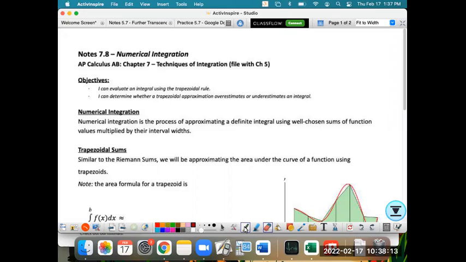I don't know why it's labeled 7.8. Couldn't tell you why. Well, I guess I could tell you why it's called numerical integration, but I think the name of this would be better to call it trapezoidal sum. That's an argument for another day.